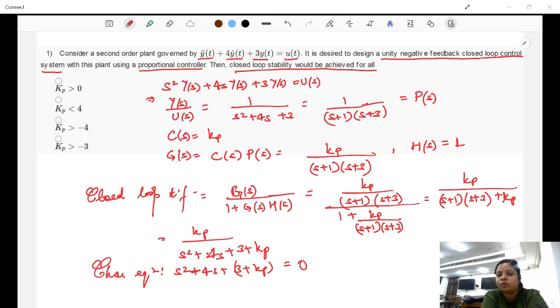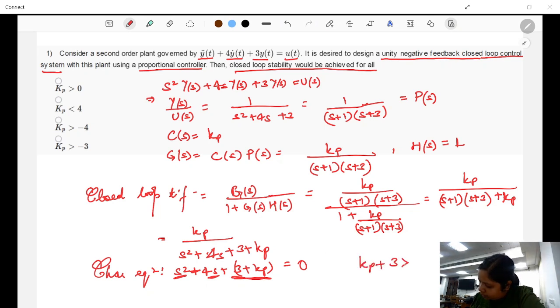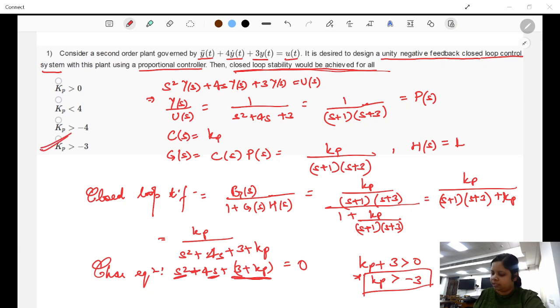Second criteria is all the coefficients should have the same sign. Since the coefficient of s square is already positive and s is already positive, Kp plus 3 should also be positive, right? So Kp plus 3 should be greater than 0. So Kp must be greater than minus 3. This would give you closed loop stability. Therefore, this is the answer.